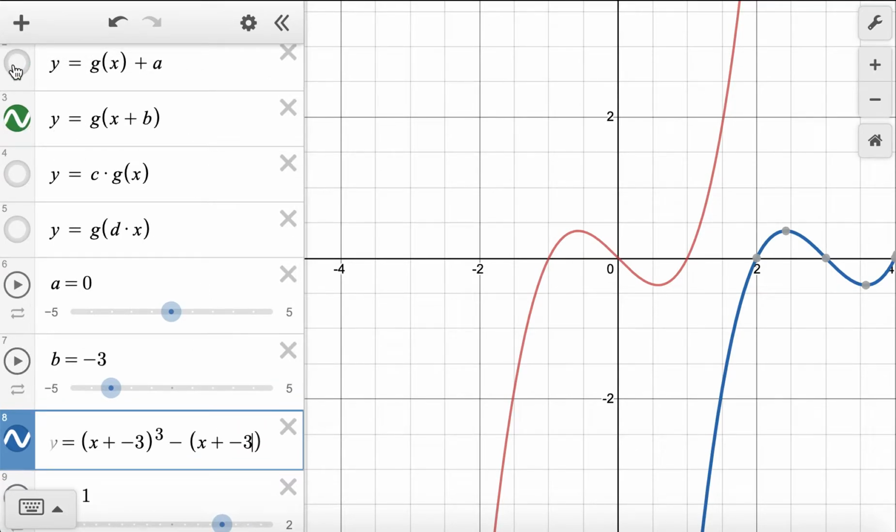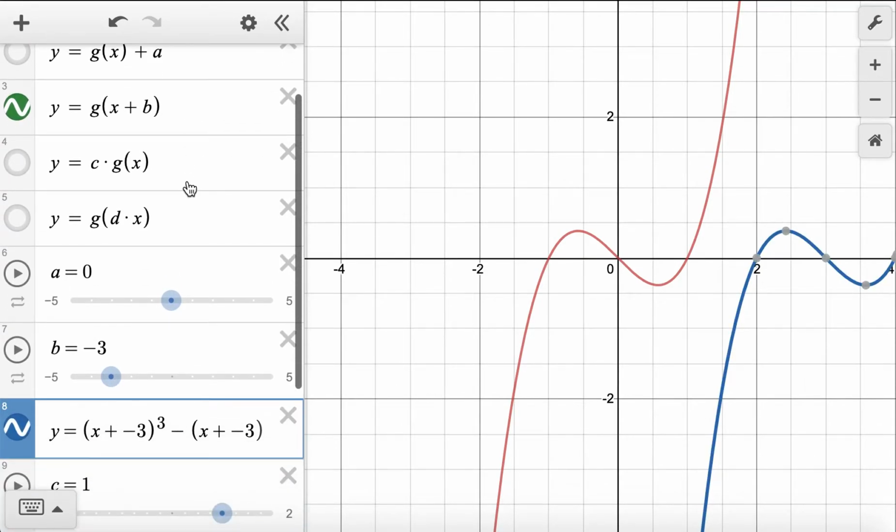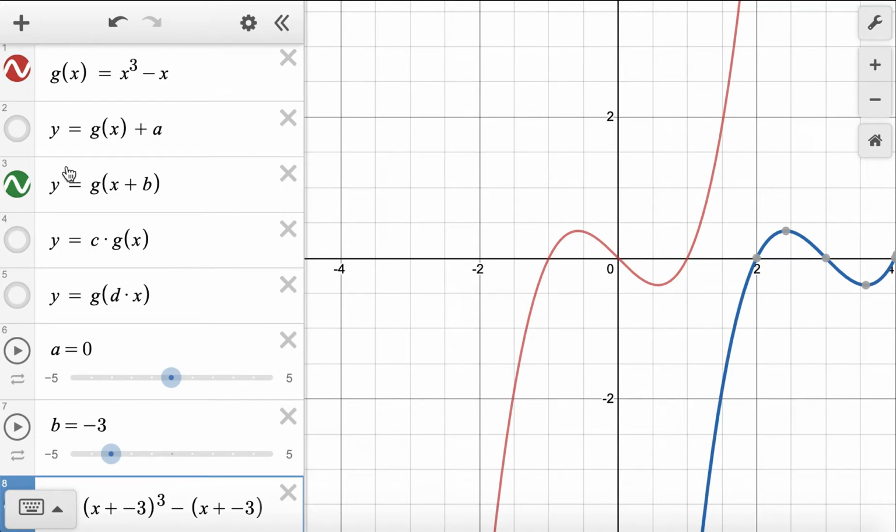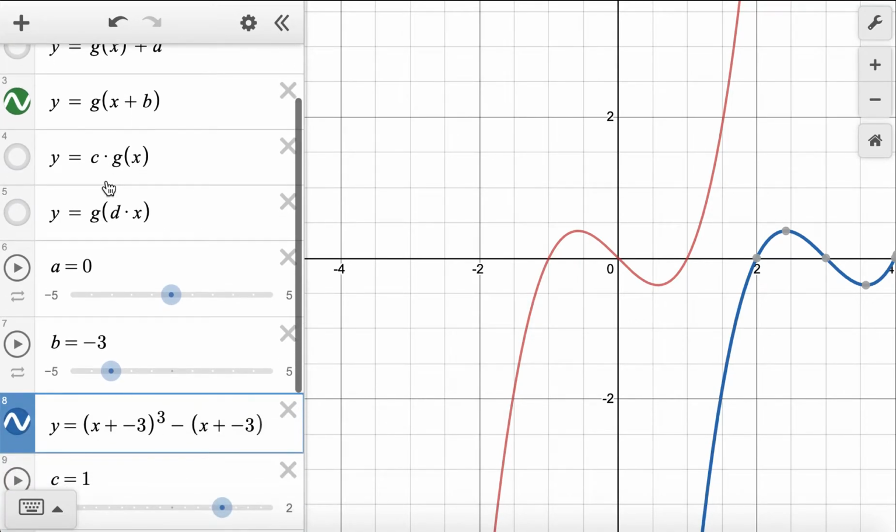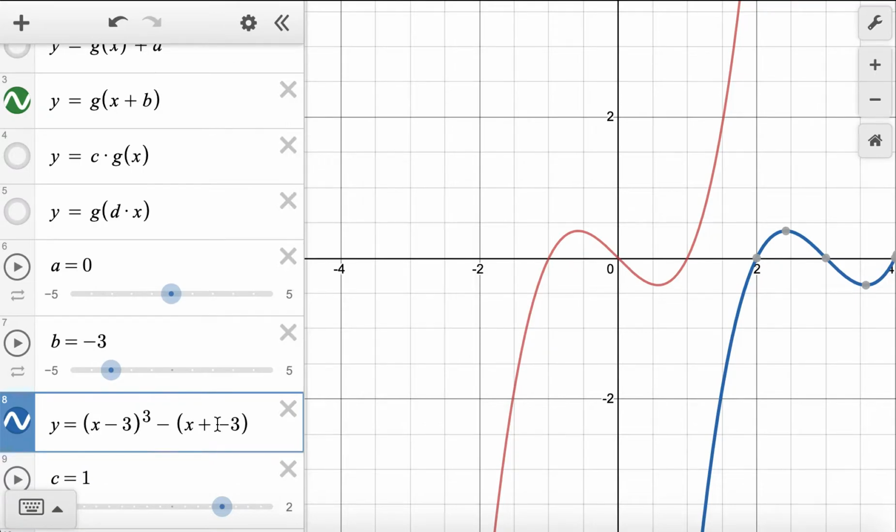So the green and the blue graphs are the same as each other, just written in a different way, with the green graph showing us kind of how we're changing the original equation, and the blue graph just being the actual changed equation. Now, it's kind of weird to write this plus -3. Most of the time, we probably would just write that as -3. And we can see that that moves us to the right by 3.